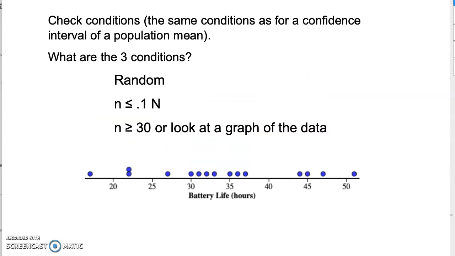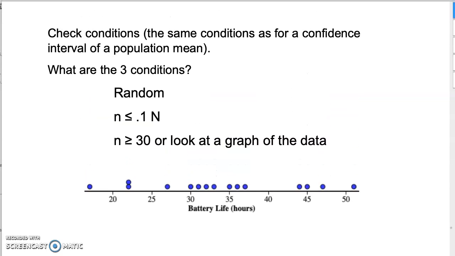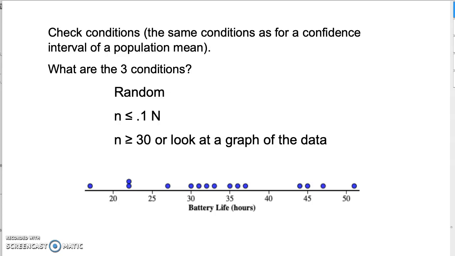Okay, so checking our conditions. If our conditions are met, we're going to use a one-sample t-test, or on the calculator, just t-test. Conditions are the same as for a confidence interval. What are they? The data must be from a random sample or random assignment to treatments. In this case, they are from a random sample, stated in the problem. We can't sample more than 10% of our population if we're sampling without replacement, which we are. I think we can assume that 15 batteries is less than 10% of all the batteries.